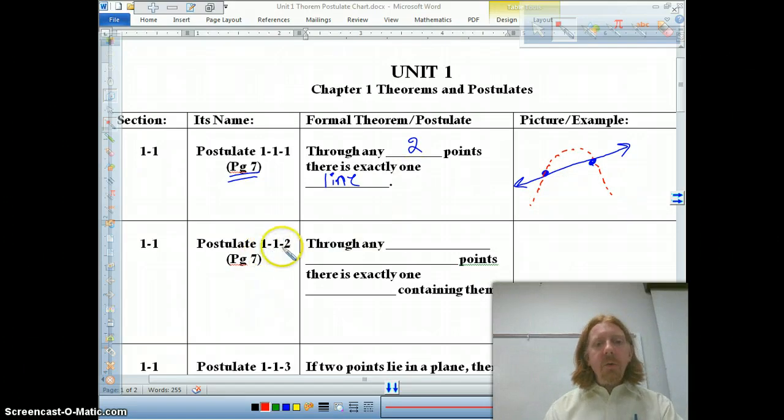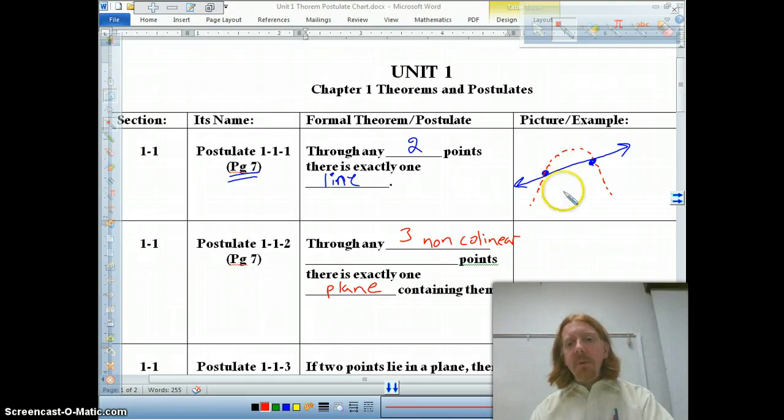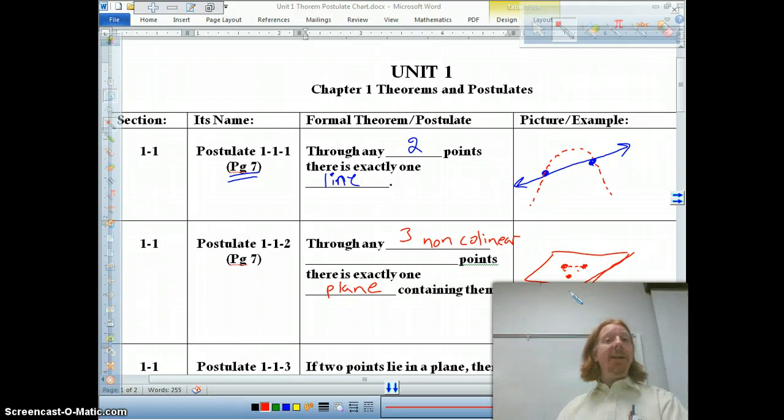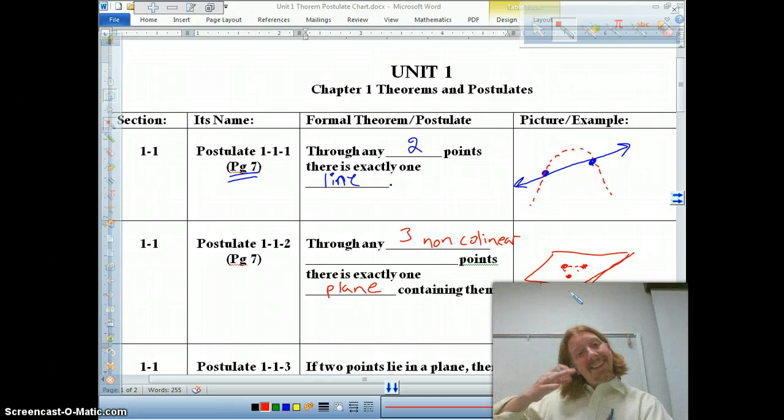When I talk about postulate 1.1.2, through any 3 non-collinear points, there is exactly one plane containing them. So if I want to establish a plane or a flat surface, there it is, I would need 3 points that are not on a line together. If those points were to end up lined up, then my plane would tip and tilt around it. So the goal here is to make sure they're spread out to create that flat platform.